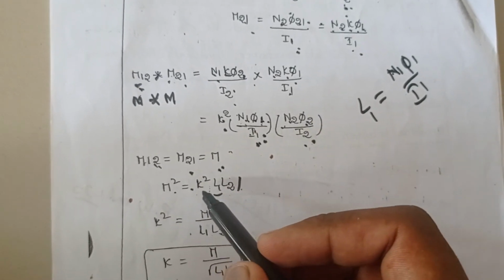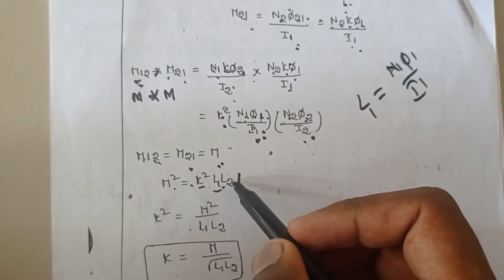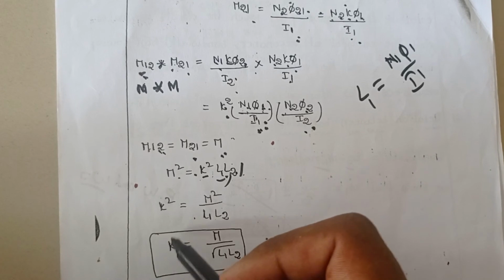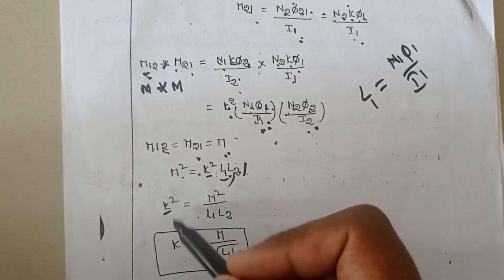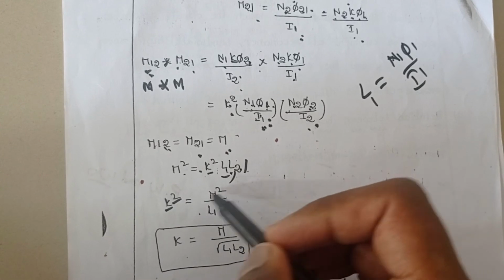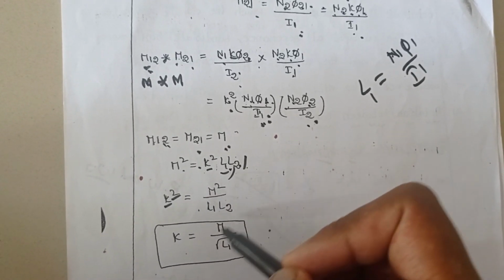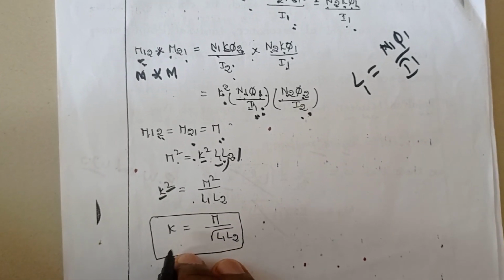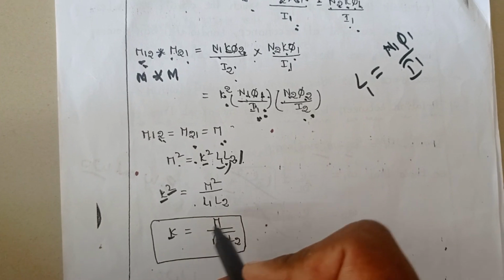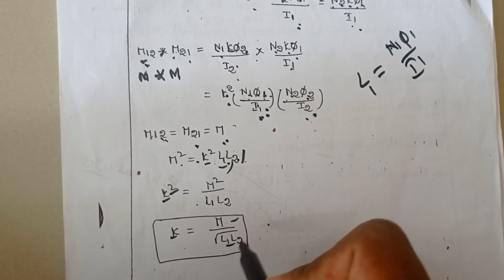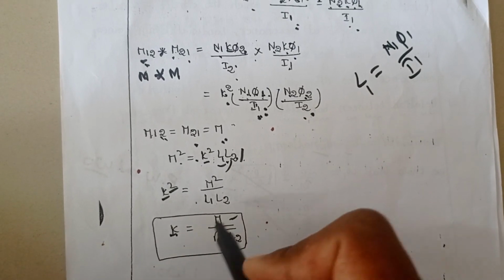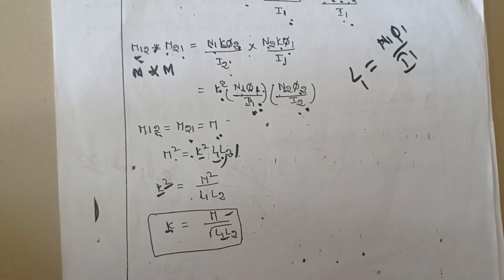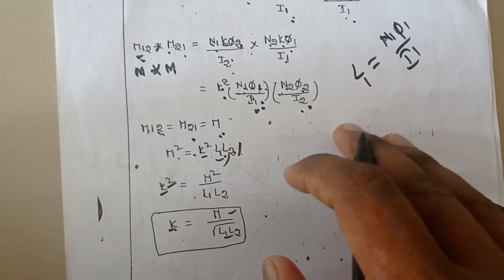Next, move L1 and L2 to this side, then K square is equal to M square by L1 into L2. To find the K value, take the square root on both sides, so K is equal to M by root of L1 into L2. This is the relation between the coefficient of coupling, mutual inductance and inductance. K is the coefficient of coupling, M is the mutual inductance, and L1 and L2 are the self-inductances.